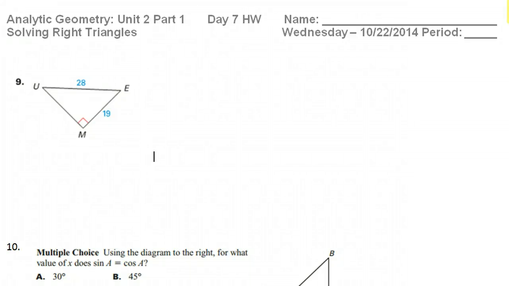Alright, this is the third and final part of our lesson on solving right triangles, and that means, of course, finding all of the missing sides and any missing angles. Usually you're given three pieces of information, like here we're given two sides and an angle, and you have to find three pieces of information, like two angles and a side.